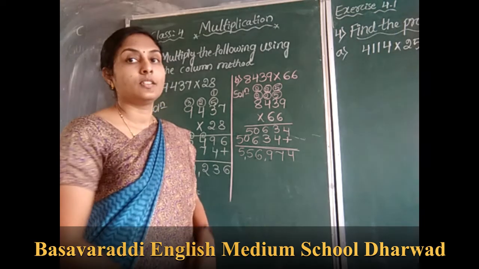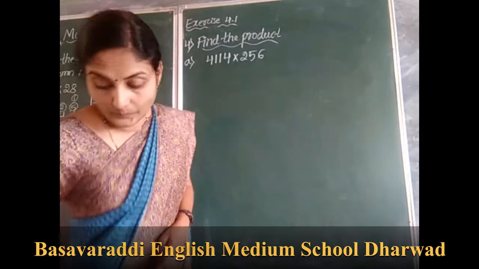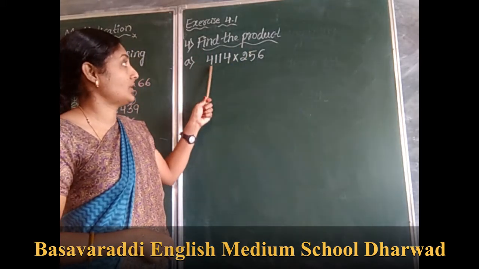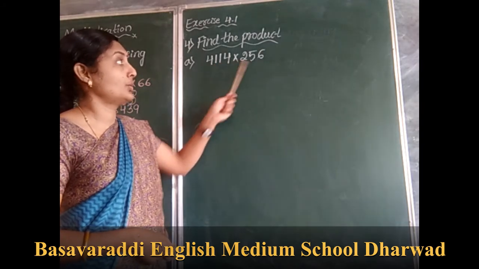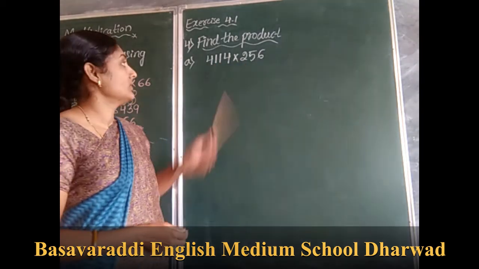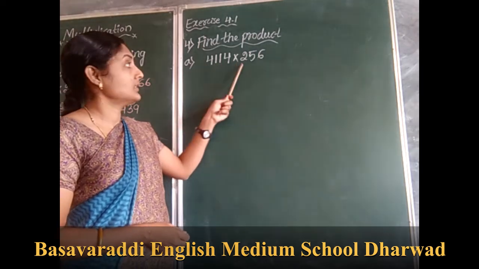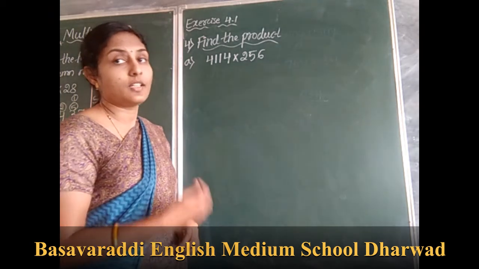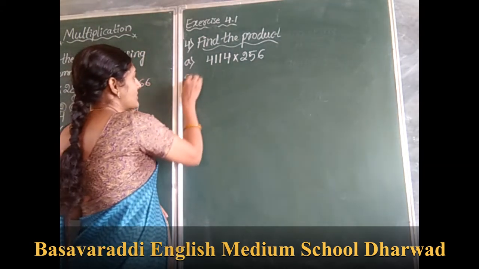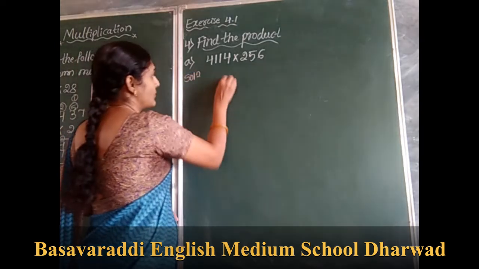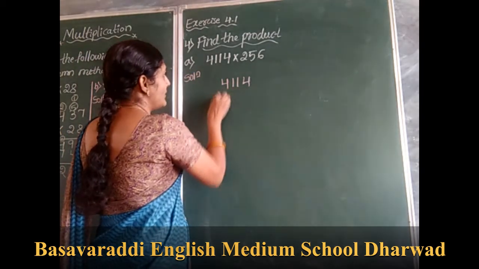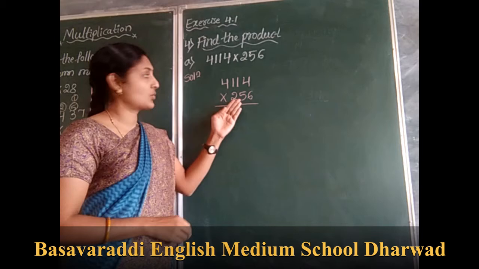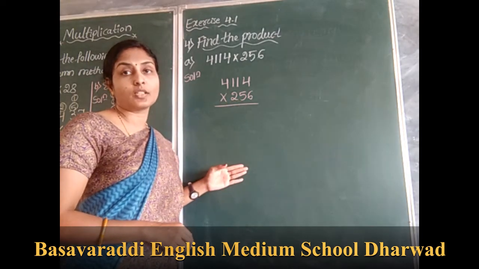Next, move to the fourth main question. In this exercise, let us do it. Okay, the fourth main question, find the product: 4,114 into 256. Okay, 4 digits in the multiplicand, 3 digits in the multiplier. So the first step is to write the numbers column-wise, arranging the numbers. The solution: 4,114 into 256. This is the multiplicand and this one is the multiplier. So we have to find the product.